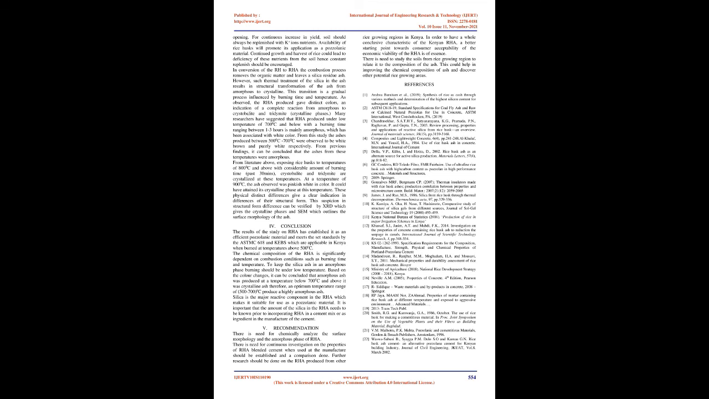Further research should be done on the RHA produced from other rice-growing regions in Kenya. In order to have a whole conclusive characterization of the Kenyan RHA, a better starting point towards consumer acceptability is the economic viability of the RHA. There is need to study the soils from rice-growing regions to relate them to the composition of the ash. This could help in improving the chemical composition of ash and discover other potential rice-growing areas.